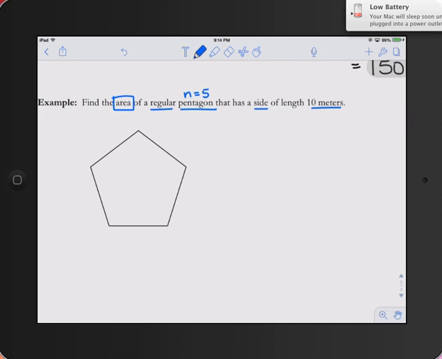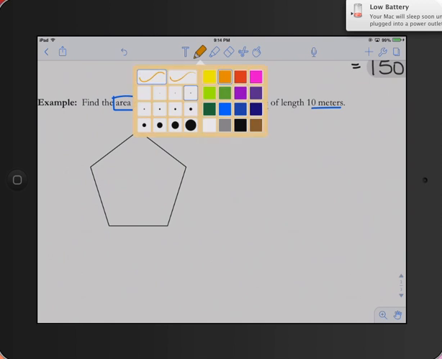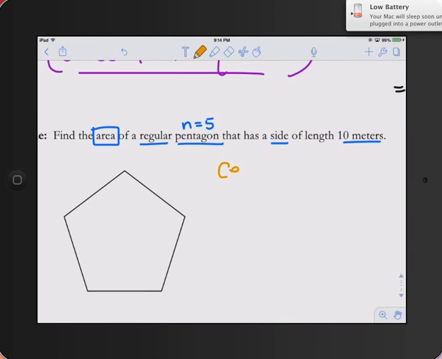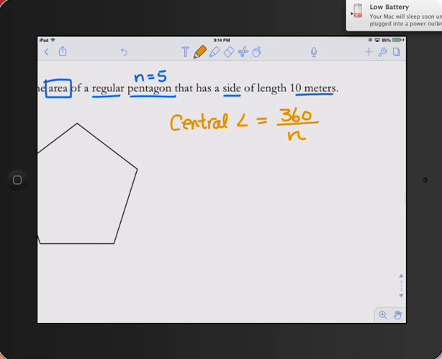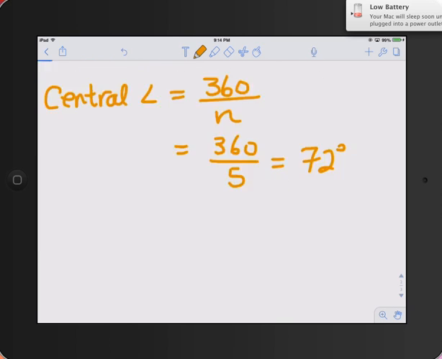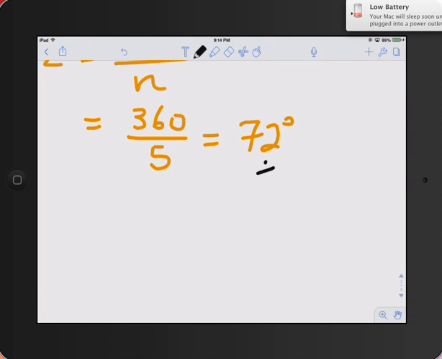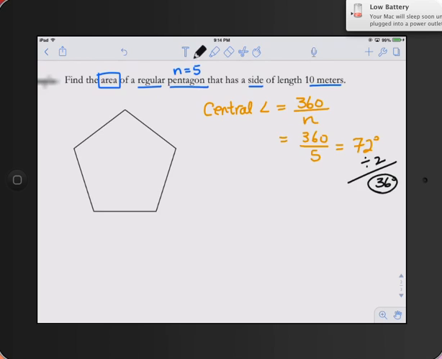Okay, so we're going to calculate our central angle measure. Central angle is always 360 over the number of sides, which will be 360 over 5, and that's 72 degrees. Now you're going to cut that in half, which would give you 36 degrees. Now let me show you on the picture again why you do that.